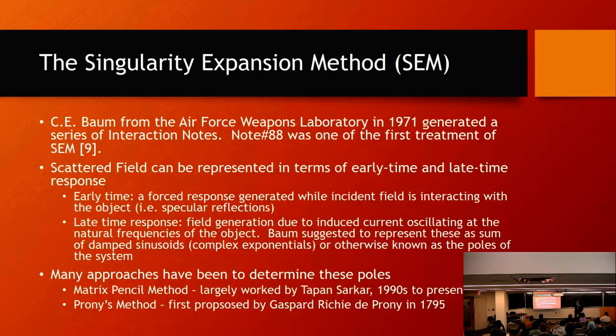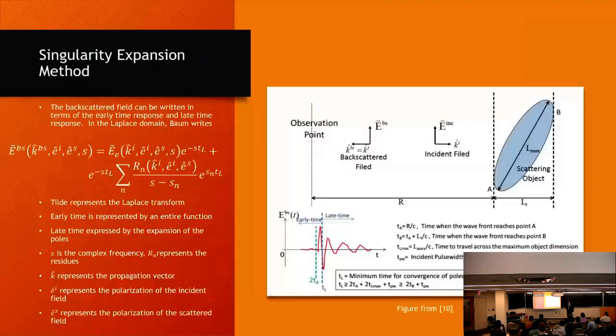And in this late time response, you're going to have a whole bunch of poles in the received signal. That's what this is all about. You have an incident field, it hits a target, comes right back, but at some time later, as the field interacts with the target, it has a late time response and sends another electric field out.